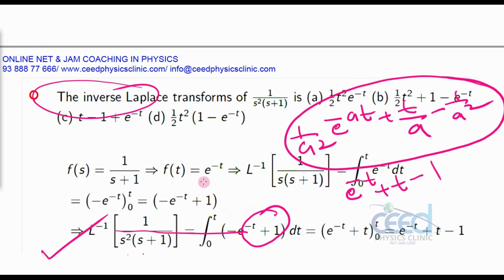Okay, now in the next section we will discuss how to solve differential equations using this inverse Laplace transform. Okay, thank you.